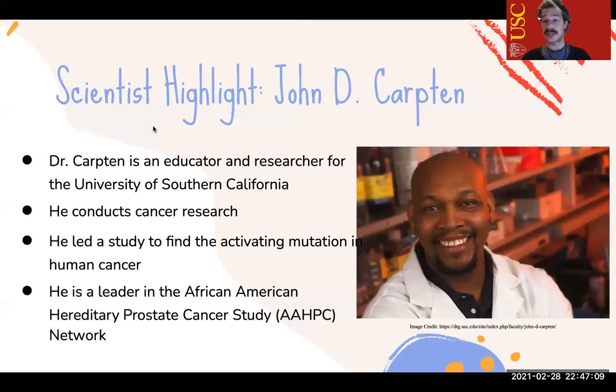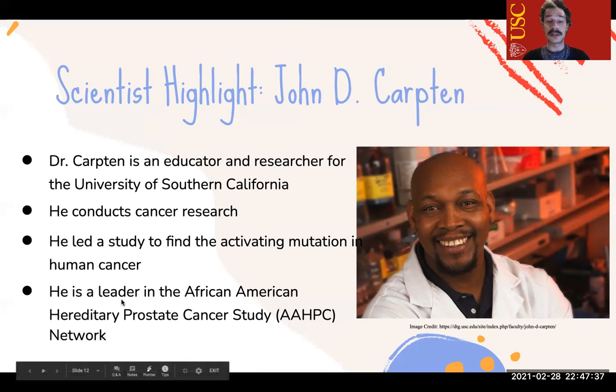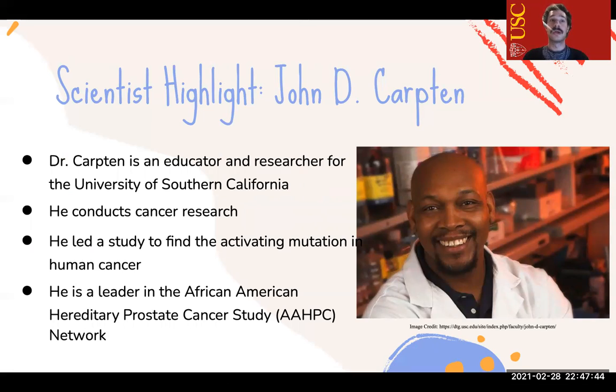So our scientist of the week is John D. Carpten, and he is an educator and researcher for USC. And he conducts cancer research specifically, and he led a study to find the activating mutation in human cancer, the thing in the instructions of the cell that makes them grow really, really fast and out of control. And he is also a leader in the African American Hereditary Prostate Cancer Study Network. So he's done a lot of work for cancer and trying to understand how it works and eventually maybe finding a cure for it. So Dr. John D. Carpten is very important in the field of cancer study.